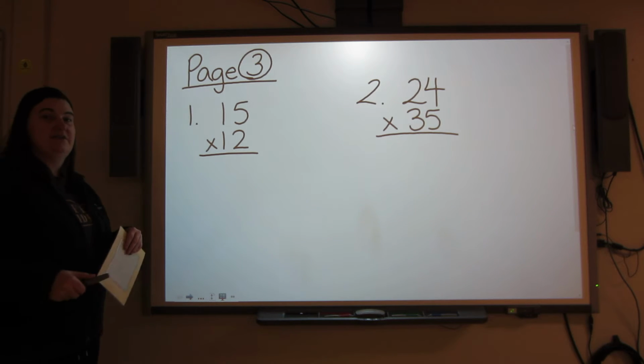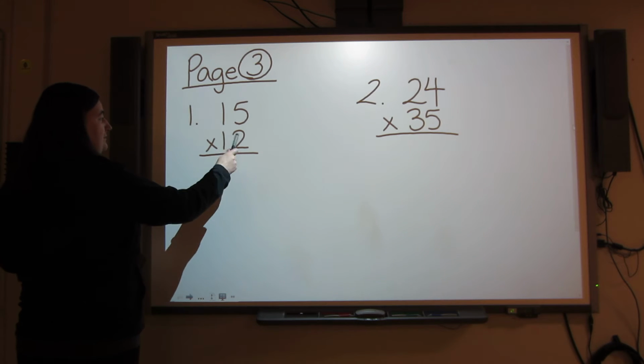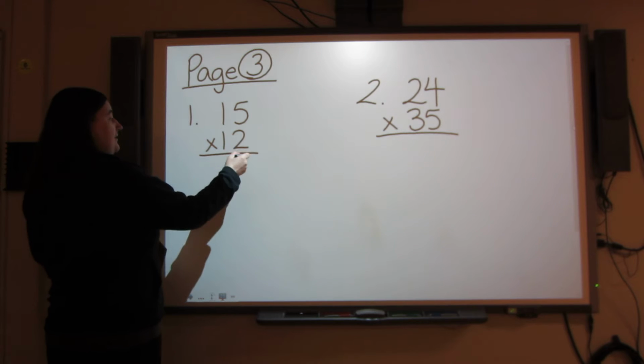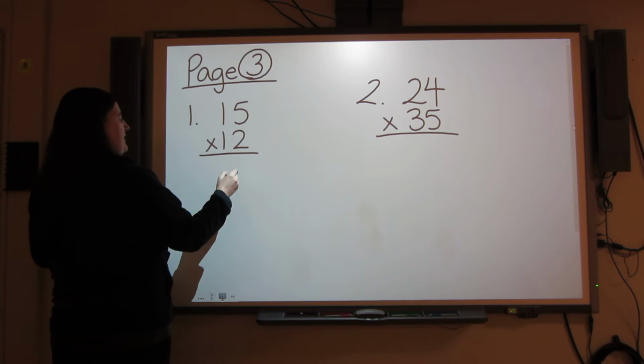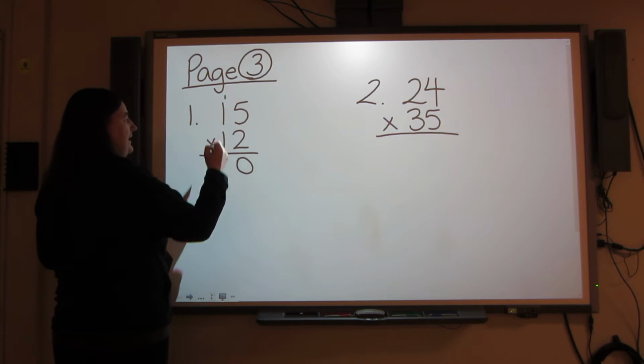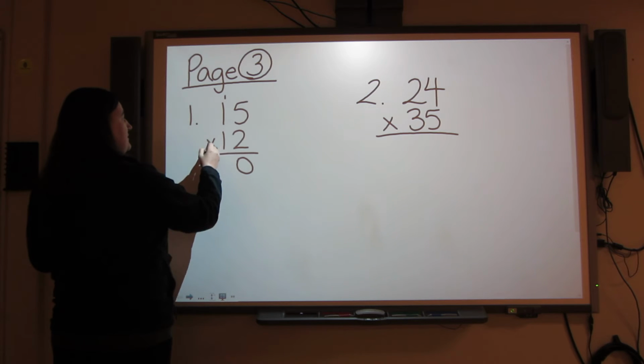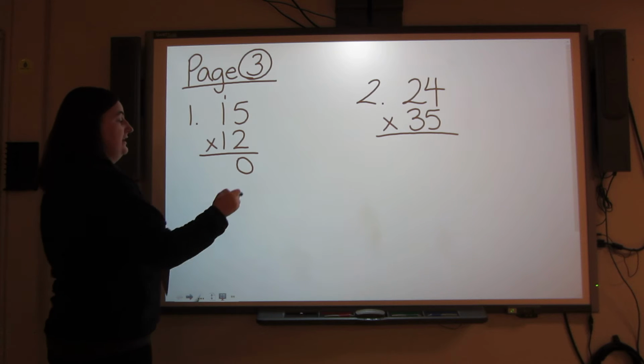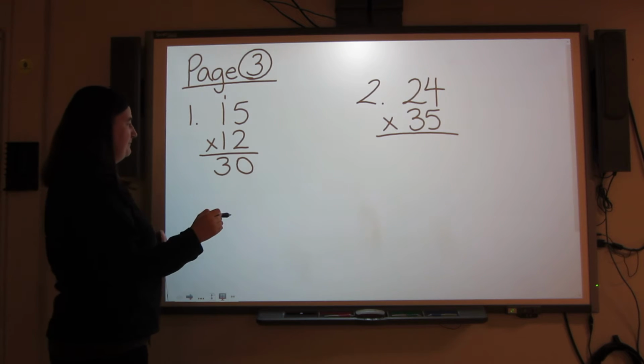Remember, with 2-digit multiplication, you're going to have 2 lines of answers. 1 line for the 2 and 1 line for the 1. So you start with the 2. 2 times 5 is 10. Carry your 1. 2 times 1 is 2. Plus the 1 that you carry is 3.